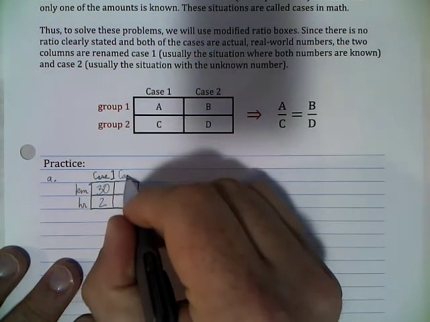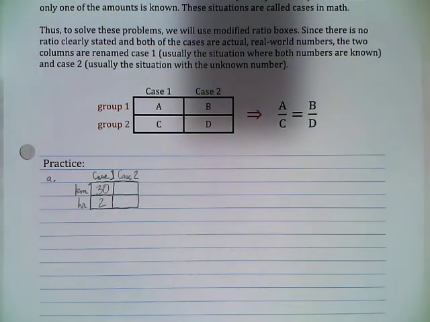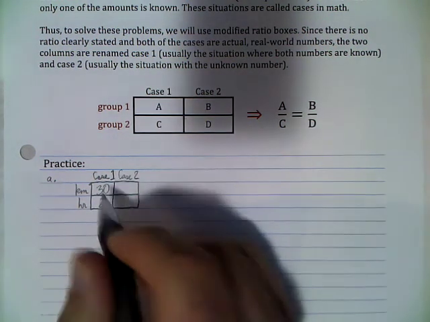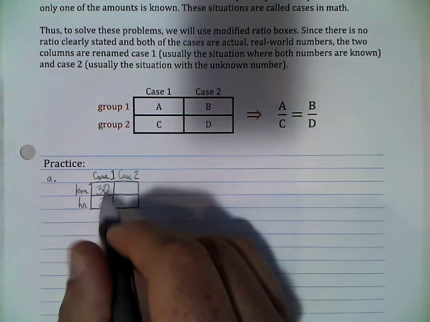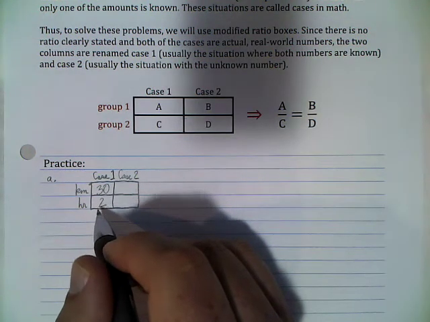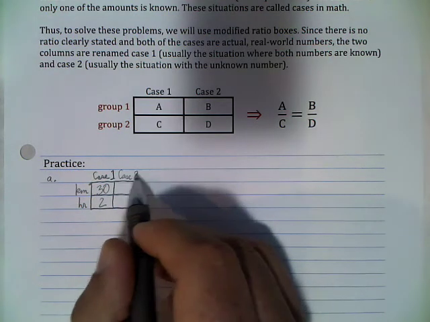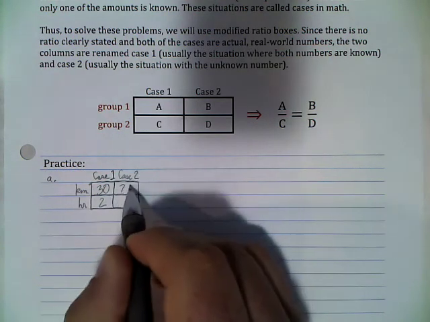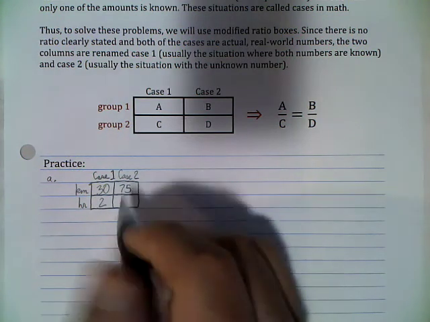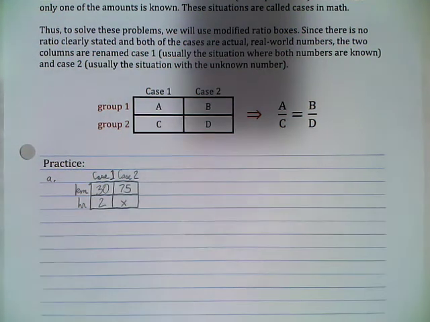So now let's find out what is case 2 then. In case 2, at that rate, so rate, ratio, so this is going to be the same relationship as this 30 to this 2. At that rate, how long would it take him to ride 75 kilometers? So in case 2, the kilometers is 75. But I don't know how many hours that is.